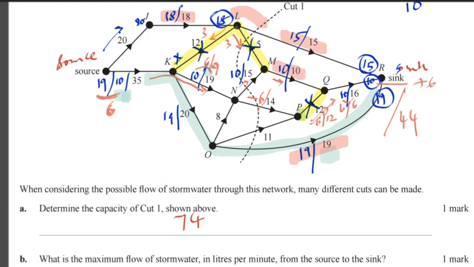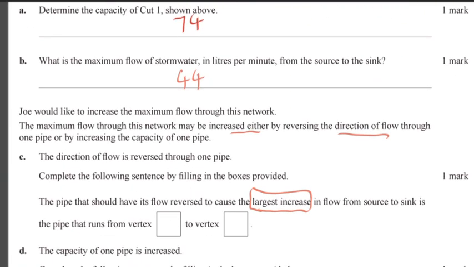So though along the other edges we had an increase of 3, reversing Q to P will give us an increase of 6, which is the largest increase. So you have to be careful over here. You have to write Q to P because that is the direction in which it currently exists. To reverse it would mean that you have to write Q first and P next.